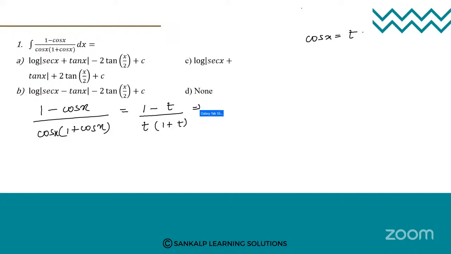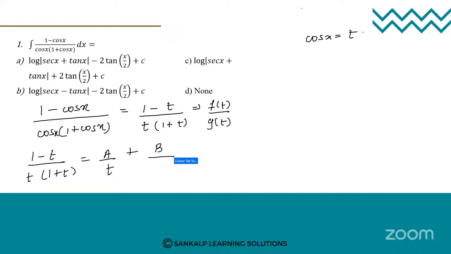Because it is in the form of f of t divided by g of t. So let's solve this by partial fractions. One factor in the denominator is t. Another factor in the denominator is 1 plus t. So now you multiply both sides by the denominator. Here I'll get 1 minus t. Here I'll get a into (1 plus t). Here I'll get b into t.